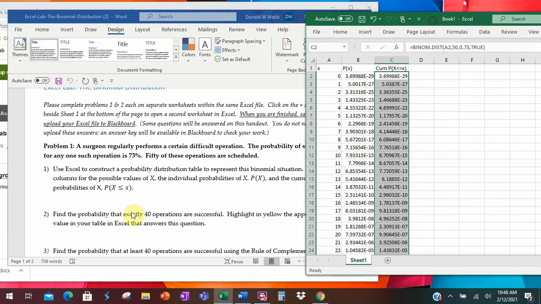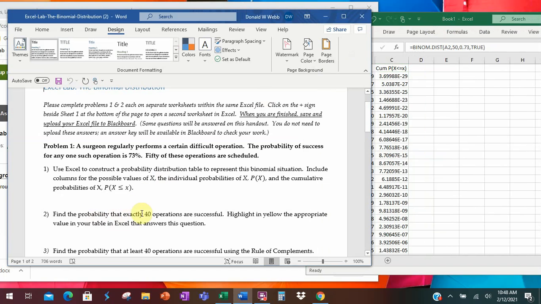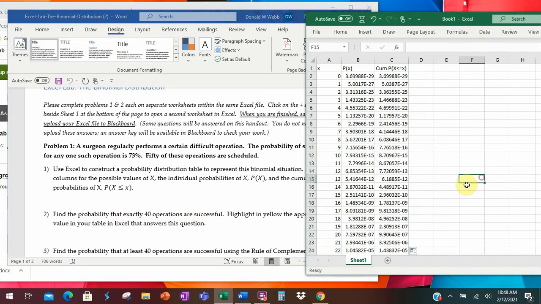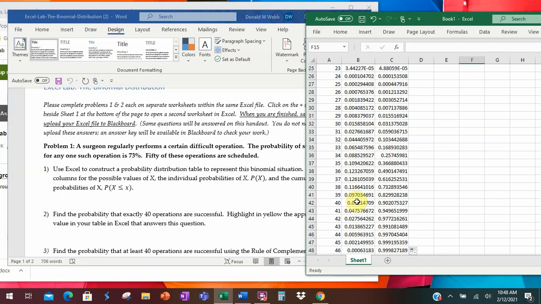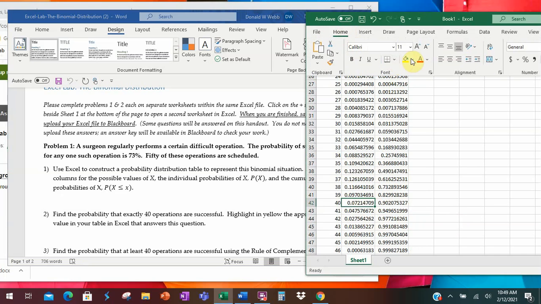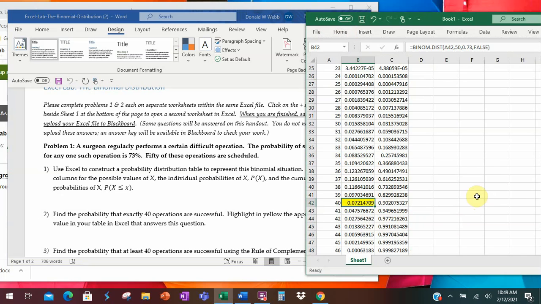Okay. So it says find the probability that exactly 40 operations are successful. For exactly 40, I would use the column where it doesn't accumulate, go to 40, and that would be that value, exactly 40. This would be less than or equal to 40. Okay, so I'm going to highlight that one because it says it wants us to highlight.